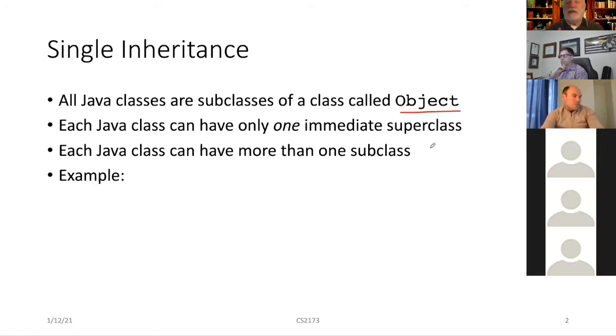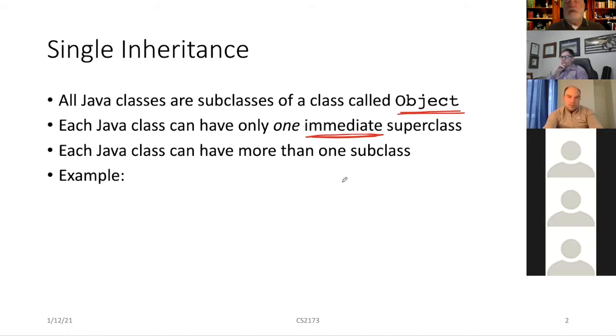Okay, so there's a class and there's an object, small o, which is an instance of that class. There's a class called Object, of which all Java classes are a subclass. And this is actually in the PowerPoint I uploaded. This word was omitted inadvertently. This is what single inheritance is about. Each Java class can have only one immediate superclass.